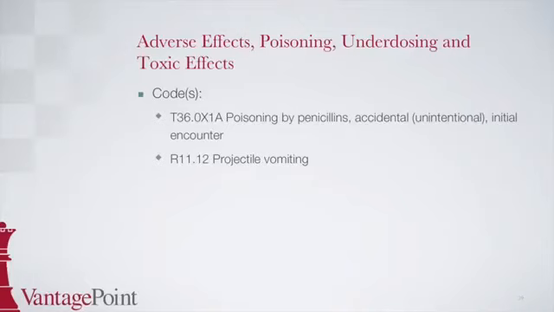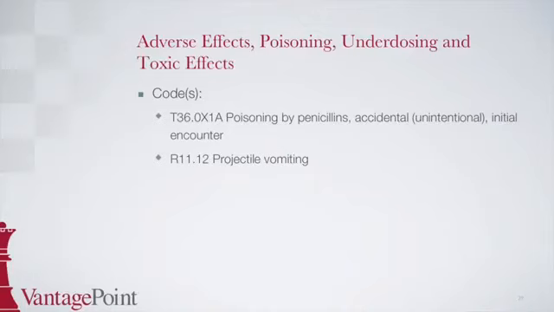The first code is T36.0X1A, poisoning by penicillins, accidental, unintentional, initial encounter. The first thing we need to do when coding this example is determine if a poisoning or adverse effect has occurred. Since documentation states that the penicillin was prescribed correctly but taken incorrectly, this is a poisoning. If the patient had taken the correct dosage and still had projectile vomiting, then this would have been an adverse effect. With poisonings, the guidelines state that the poisoning code goes first, followed by the manifestations of the poisoning.